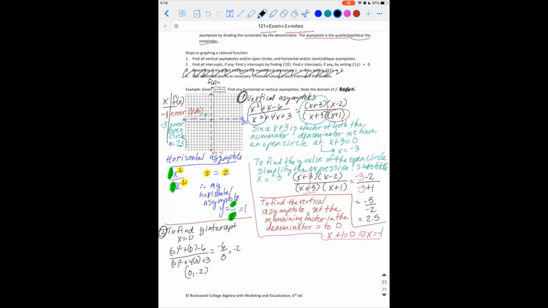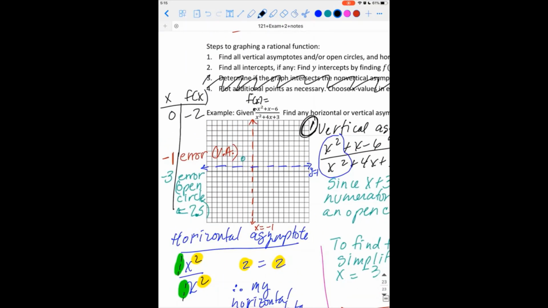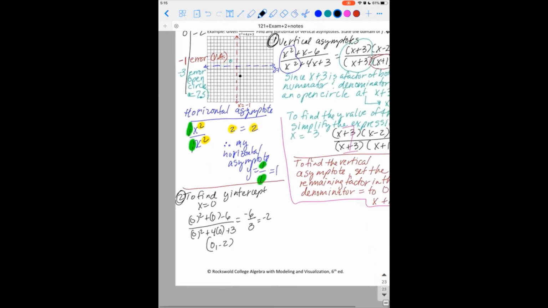So here I'm going to see what eraser I have, the big one. I'm going to adjust this so I can keep track of the table of values that I have. So x, f of x, this is 0, negative 2. So zooming in here, 0, negative 2 is right here. Zooming back out.